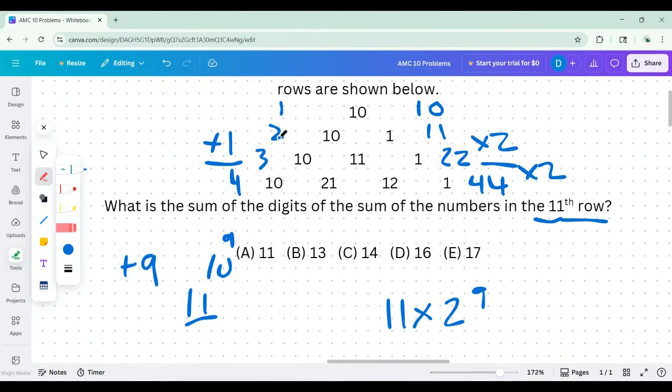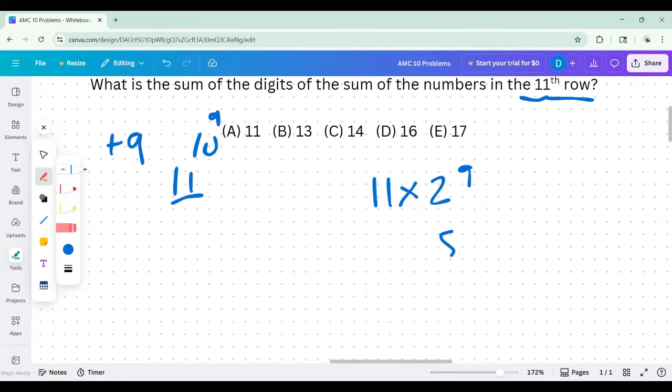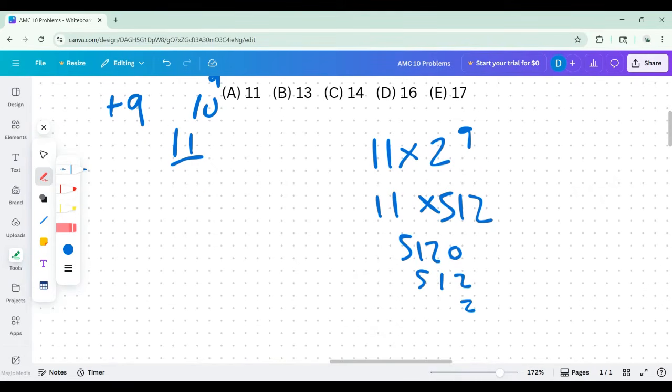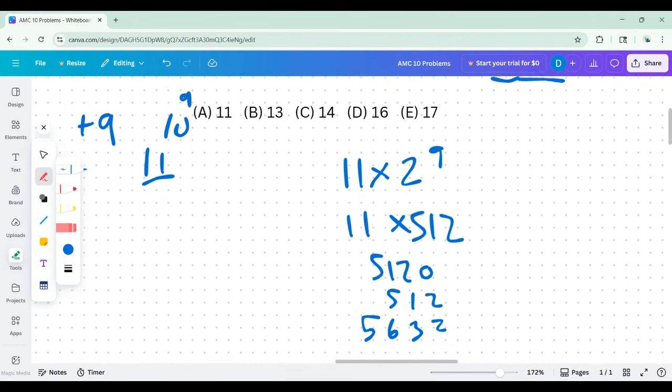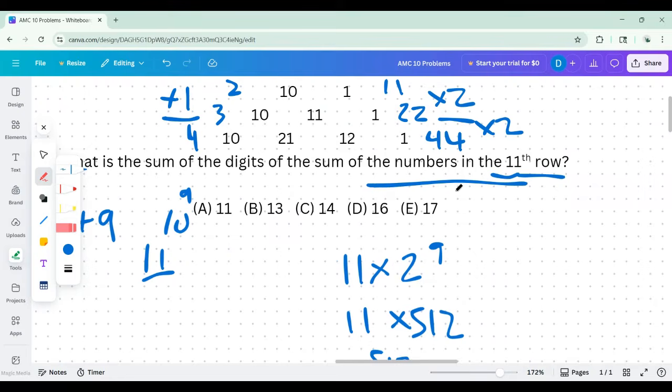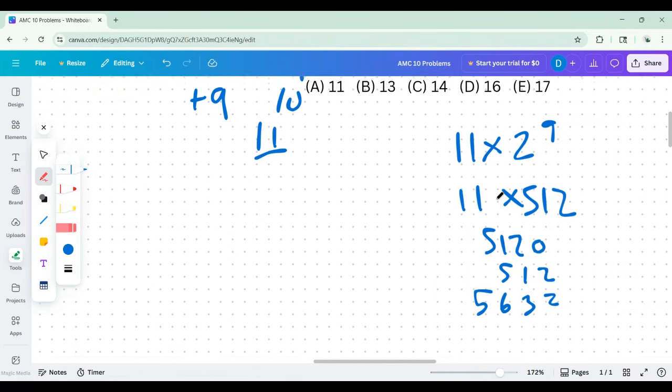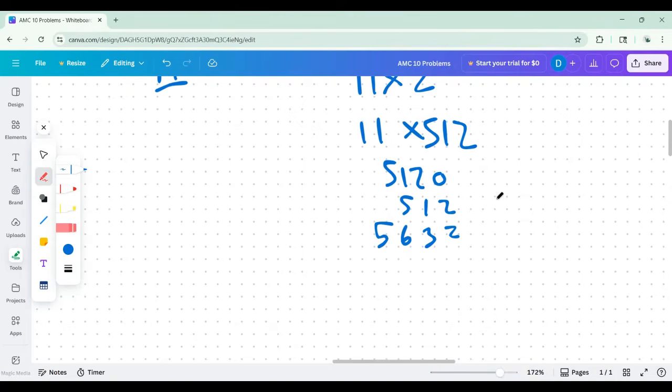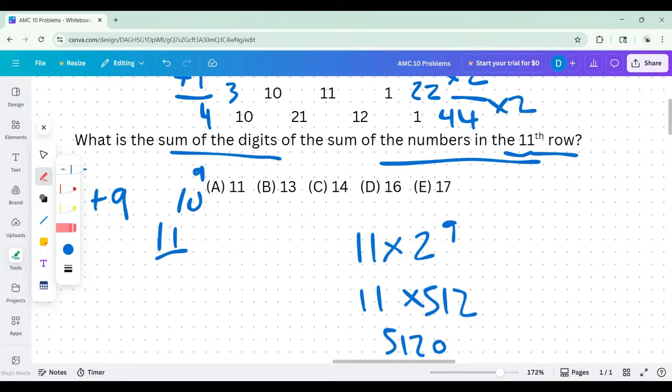If we get to the 11th row, we add 9 rows and then we multiply by 2 to the power of 9. 2 to the power of 9 is 512, times 11, which is 5,632. That's the sum of the numbers in the 11th row. And then we're trying to find the sum of the digits of this number. So we have 5 plus 6, 11, plus 3 is equal to 14, plus 2, again, is equal to 16. So the answer choice is D.